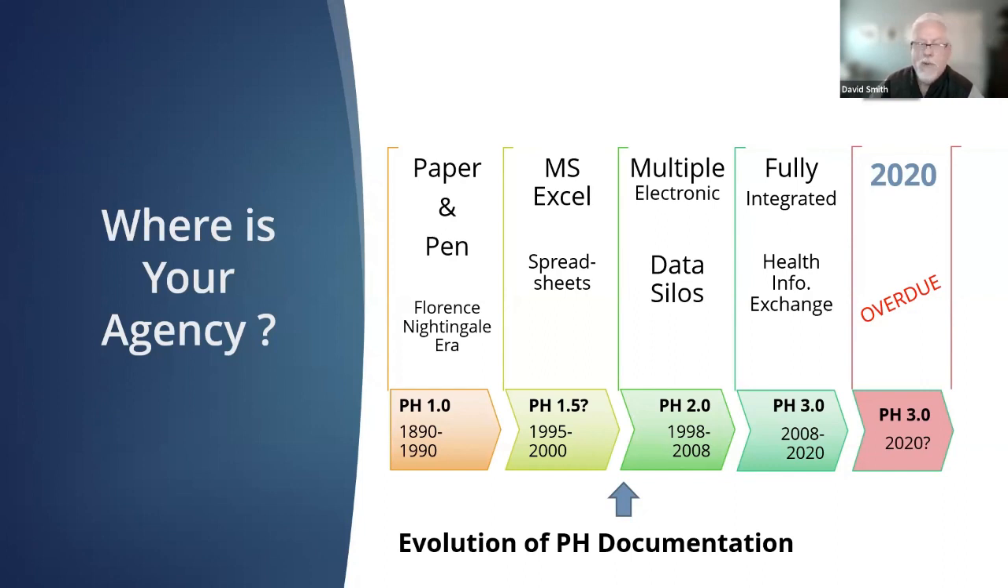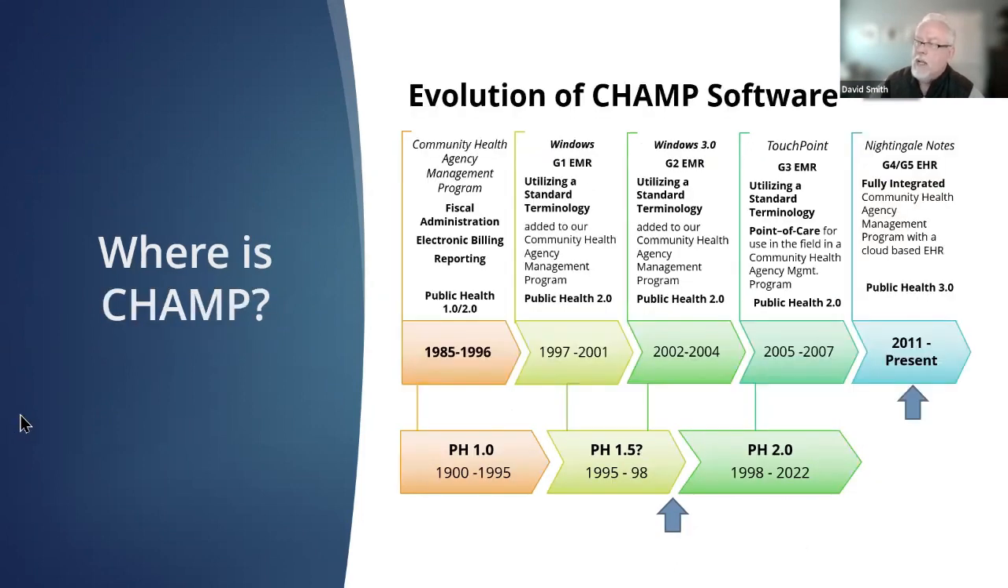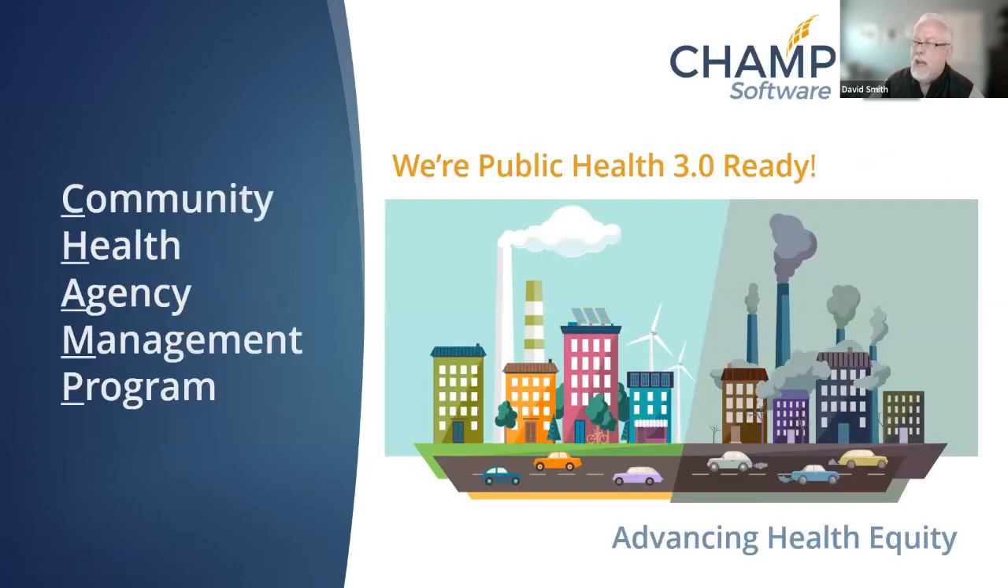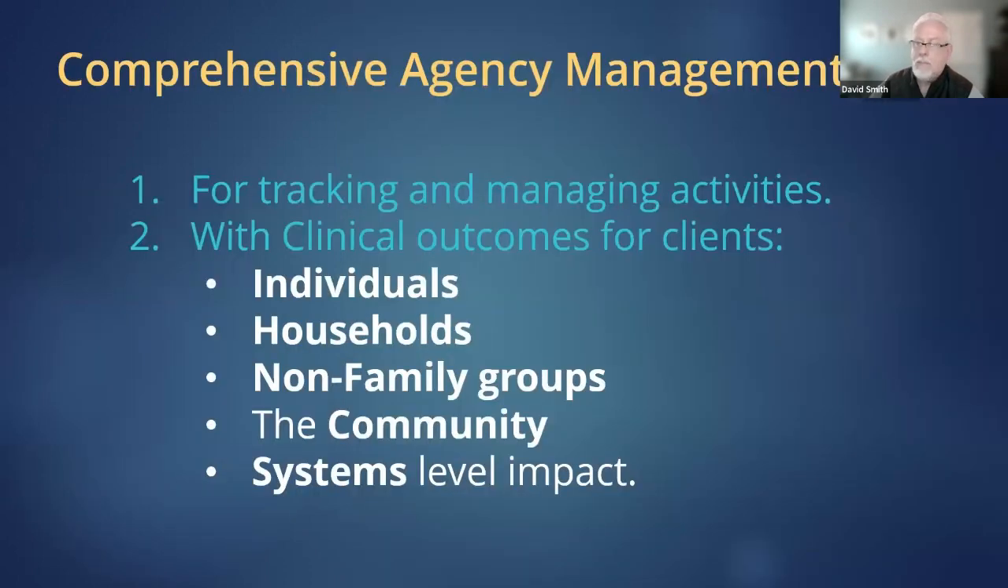And if you're where the blue arrow is, you're along with about 95% of the public health departments that I work with. I want you to know where we are because we built technology back in 2011 to handle all the technical requirements to support the goals for Public Health 3.0. And we just want you to know that we are Public Health 3.0 ready, and we can help accelerate your advancing towards measuring and impacting health equity.